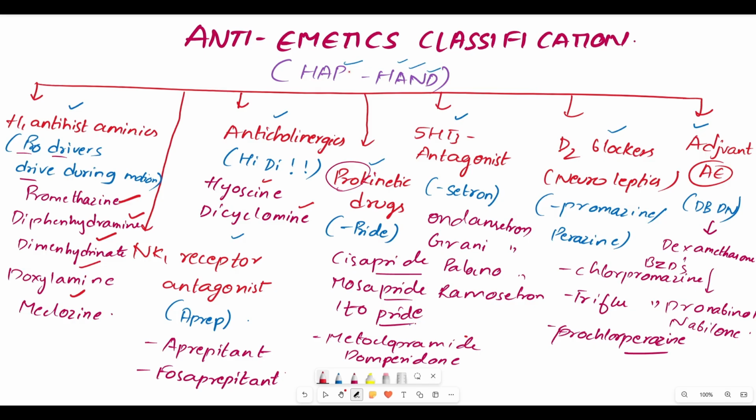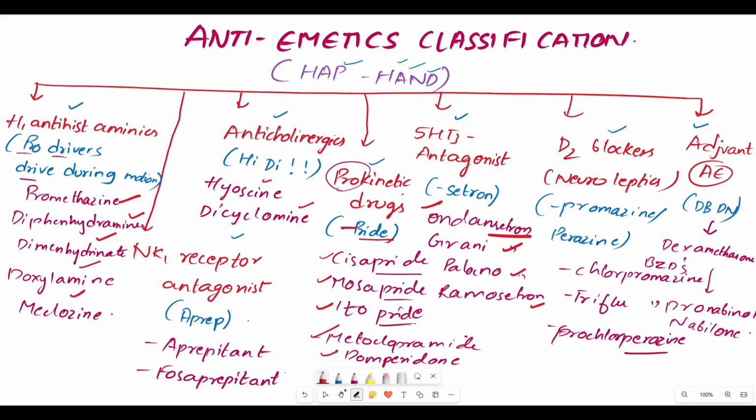Then the third one is P, that is prokinetic drugs. Remember that these drugs will be ending with the term pride. The examples are cisapride, mosapride, etopride. Along with these three, there are two more drugs: metoclopramide and domperidone. Then the next one is H, which is 5-HT3 antagonist. These drugs will be ending with the term cetron. So one is ondansetron, granisetron, palonosetron, and ramosetron.